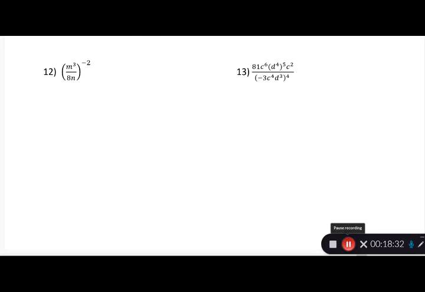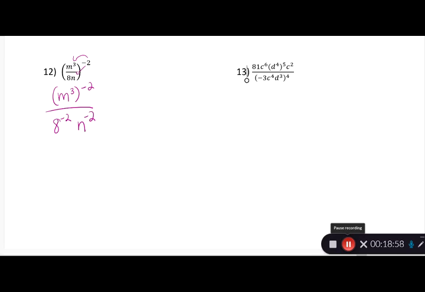Okay, so looking at 12, we have m cubed over 8n raised to the negative 2 power. So now we can distribute our negative exponent into both of these, right? Which gives me m cubed to the negative 2 divided by 8 to the negative 2, n to the negative 2. Again, please don't evaluate a negative exponent.